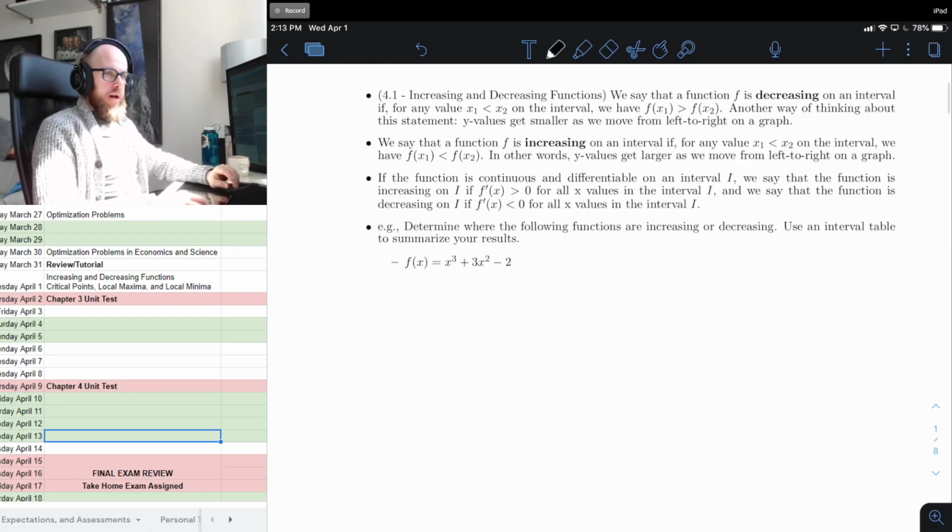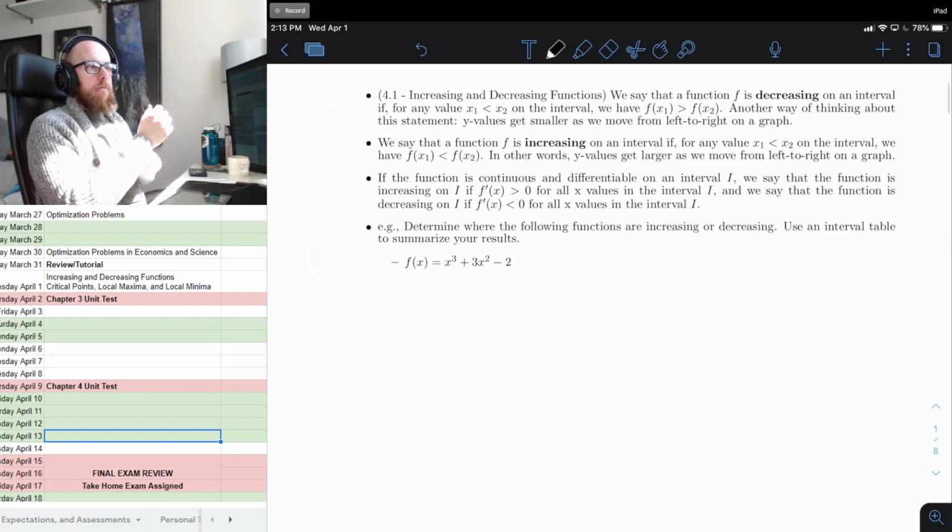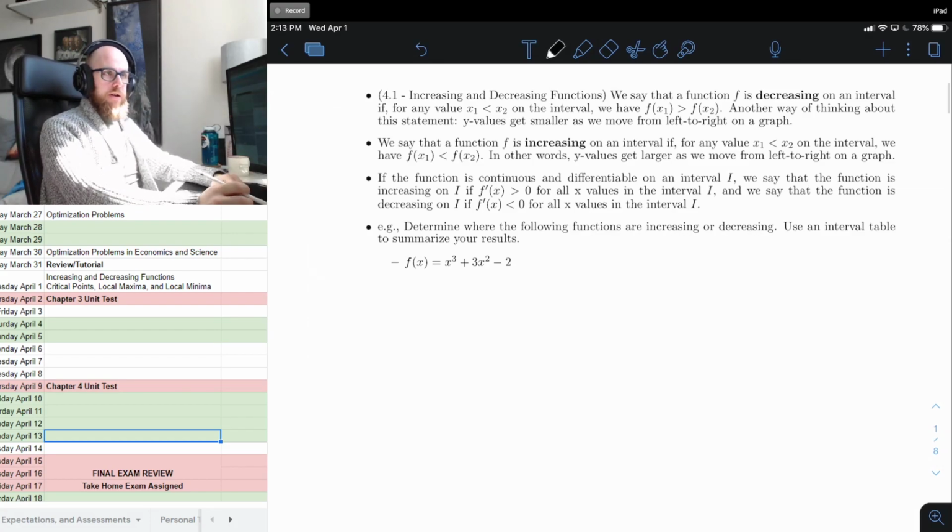Okay, so we're going to discuss two things today. We are going to discuss what it means for a function to be increasing and what it means for a function to decrease. And then we're going to figure out how to actually figure out when a function is increasing or when a function is decreasing.